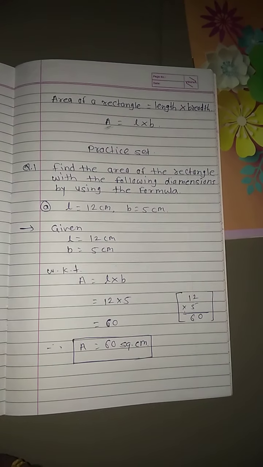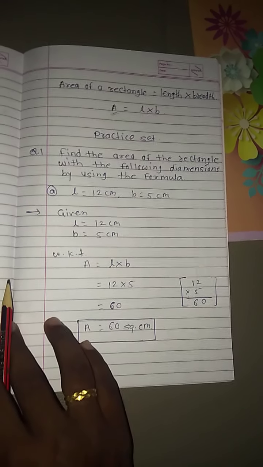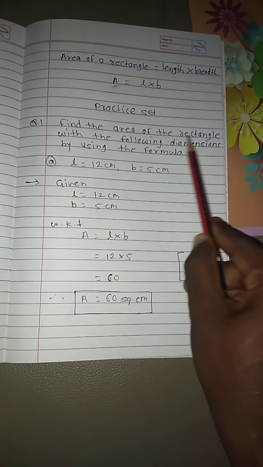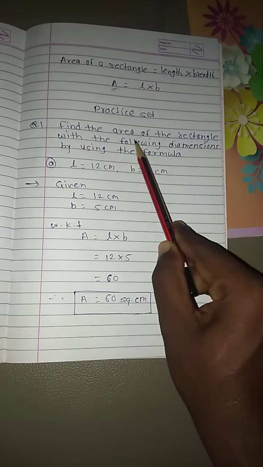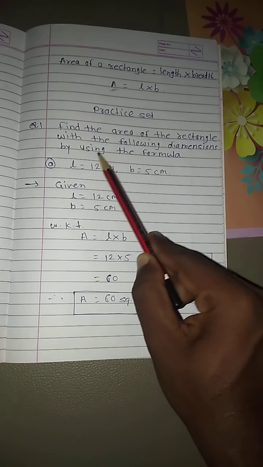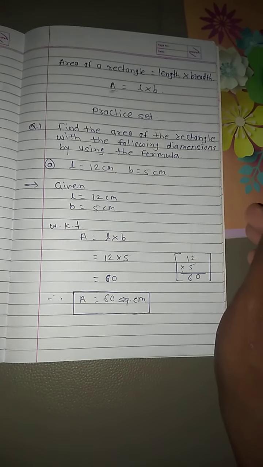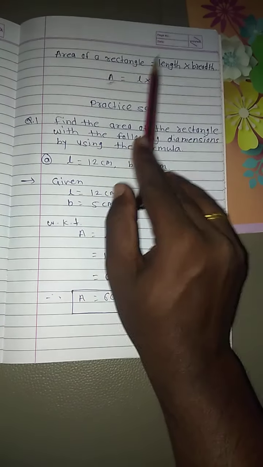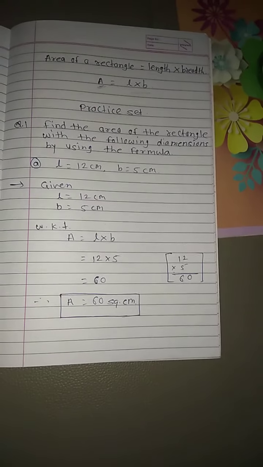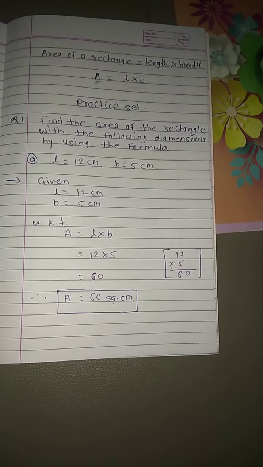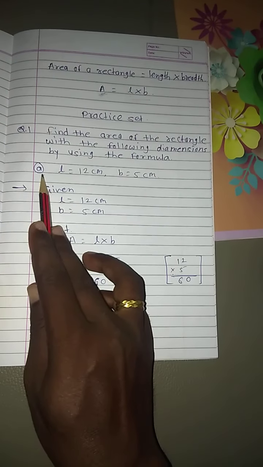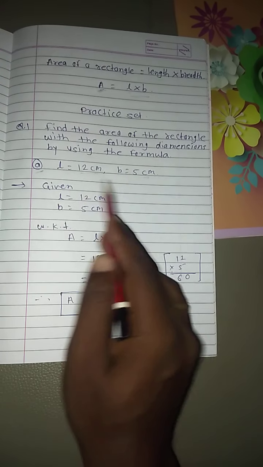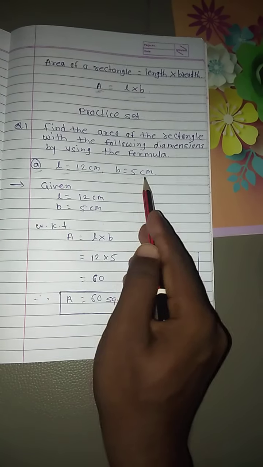Now we will discuss one example. First example from the practice set: find the area of a rectangle with the following dimensions by using the formula. Means we have to use the formula, and everyone knows that A is equal to L into B, or area of a rectangle is equal to length into breadth. Now we will discuss this example. They have given in the first example L is equal to 12 centimeter and B is equal to 5 centimeter. L stands for length and B stands for breadth.